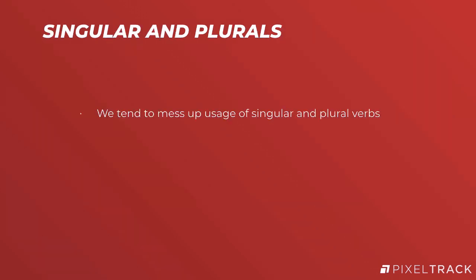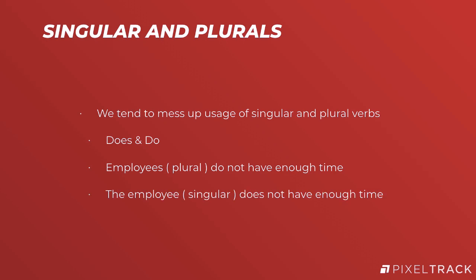Singulars and plurals. Again, how we mess up the usage of singular and plural verbs, it definitely gives away that you're a native or non-native speaker. The most common is does and do. So when the subject is plural, you have to use do. Employees do not have enough time. The employee, which is singular, does not have enough time. Have and has, all of these things have the same thing. So when it's plural, it's do. When it's employee, it's does. It's singular, it's does.